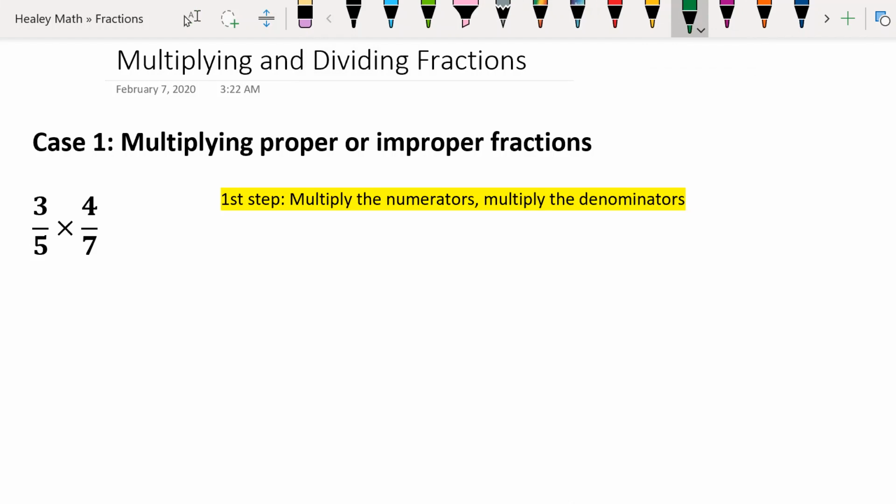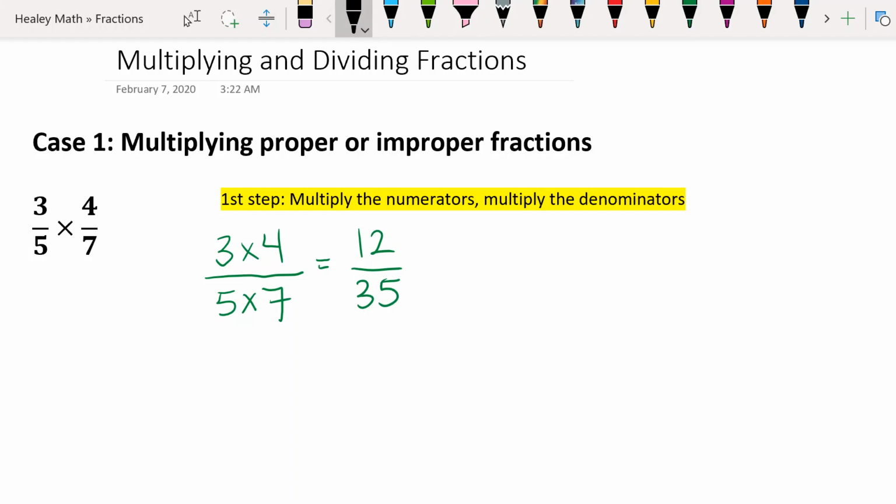So we have 3 times 4 divided by 5 times 7. We end up getting 12 over 35. When we are looking at fractions, we try to look to simplify, which means we are trying to reduce the fraction to a smaller representation, but not changing the fraction so that it's not equivalent.